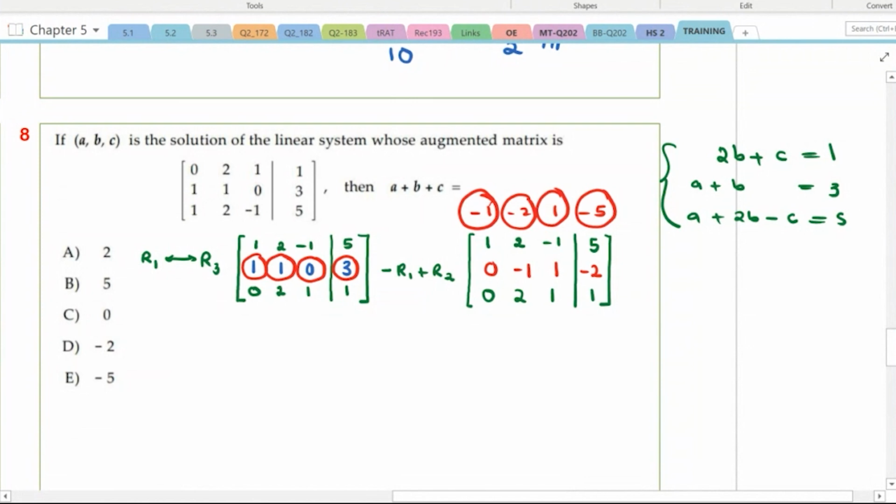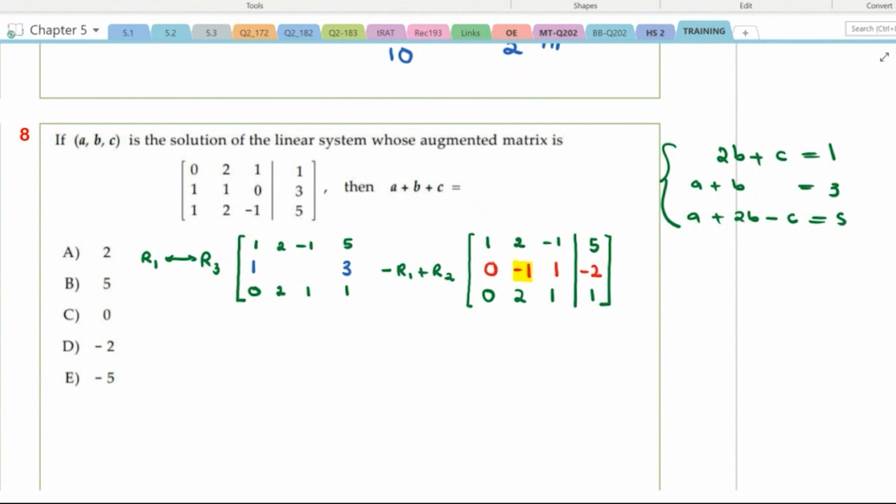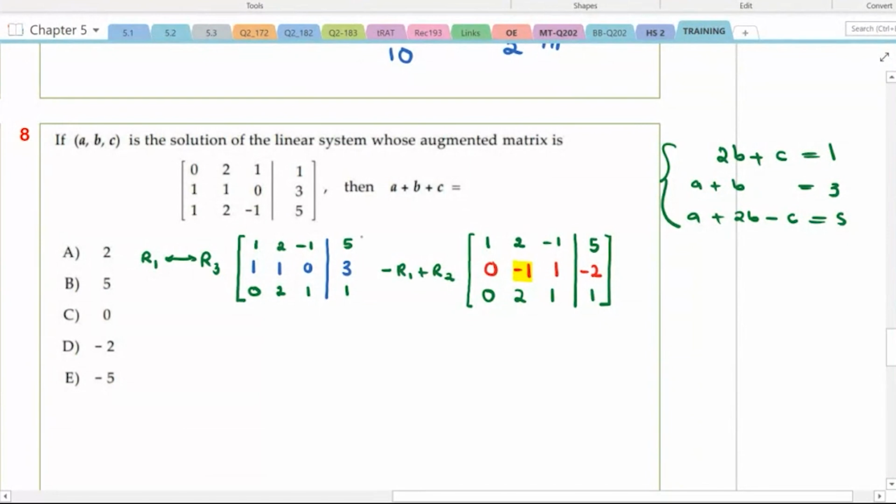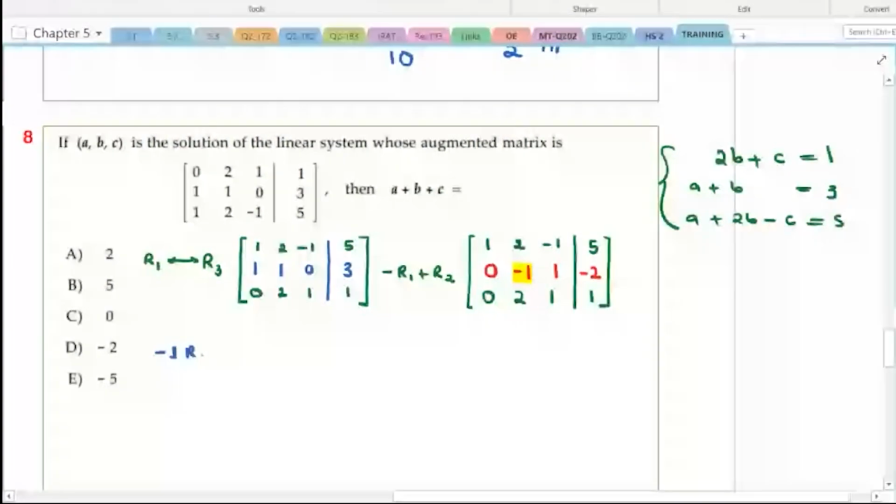Now, this is good news for us. But instead of 1, I have negative 1. I can still play the game. I will multiply now by minus 1 to make it positive. How do I do that? So here, I would say multiply row number 2 by minus 1. So we say minus 1 multiplied by row number 2.